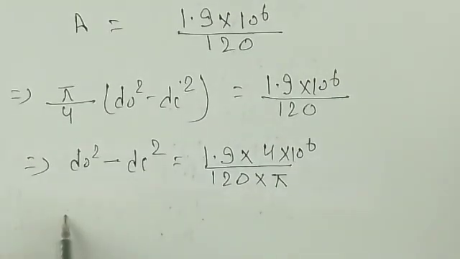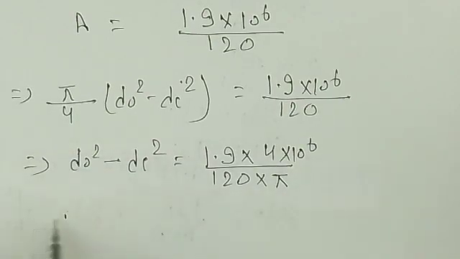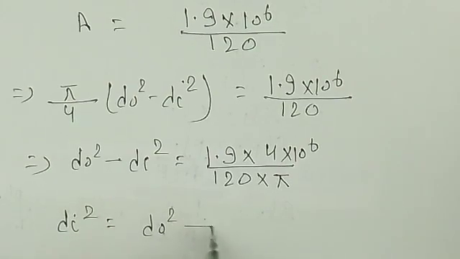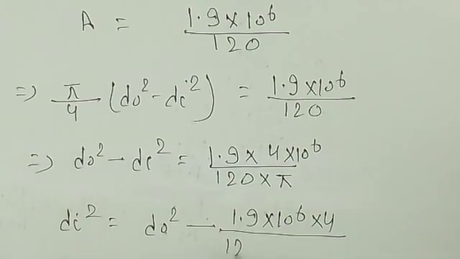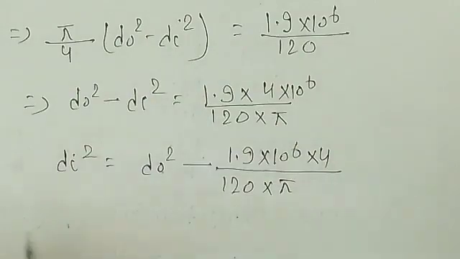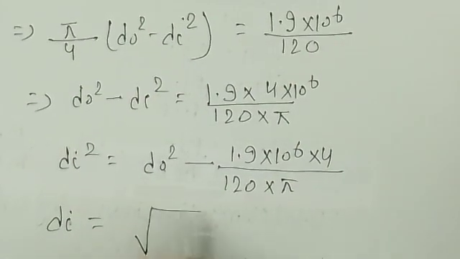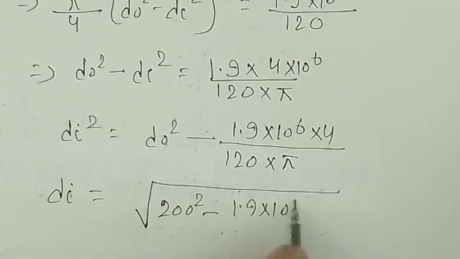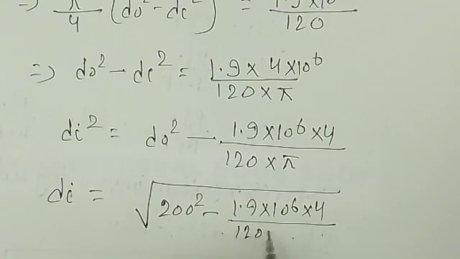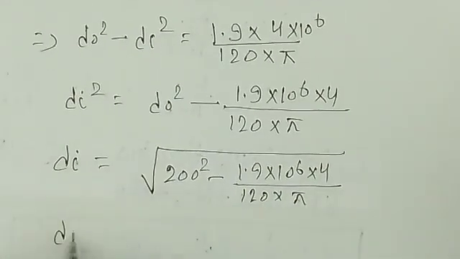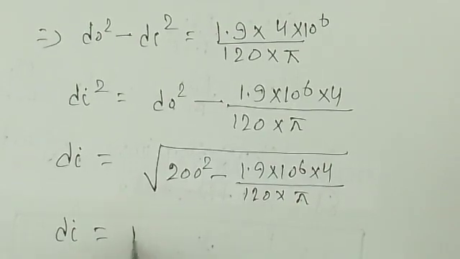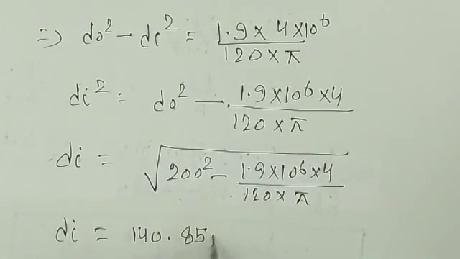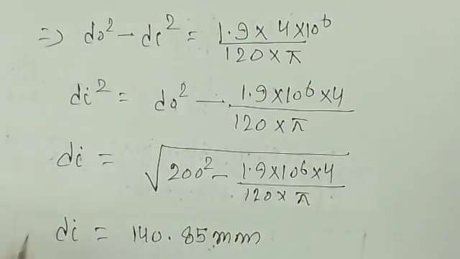D naught square will come to this side. So Di square is equal to D naught square minus 1.9 into 10 to the power of 6 into 4 by 120 into pi. So Di is equal to the square root of 200 square minus 1.9 into 10 to the power of 6 into 4 by 120 into pi. So Di is equal to 140.85 millimeter. This is your answer.